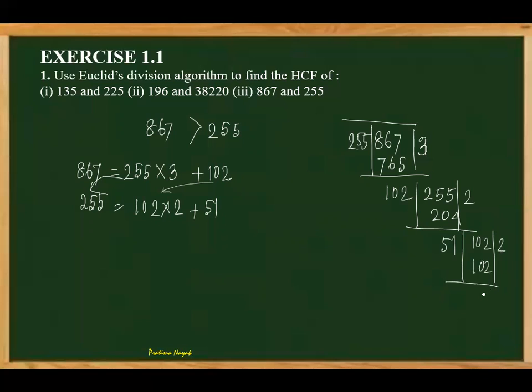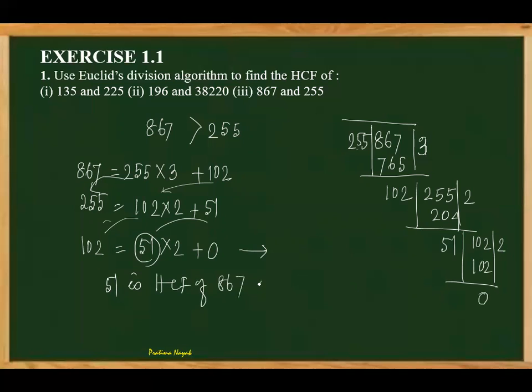Two into 51 is 102, with this the remainder is 0. So next write the step. 102 will be here, 102 is equal to 51 multiplied by 2 plus 0. So now stop. When we stop, 51 is the HCF of 867 and 255.